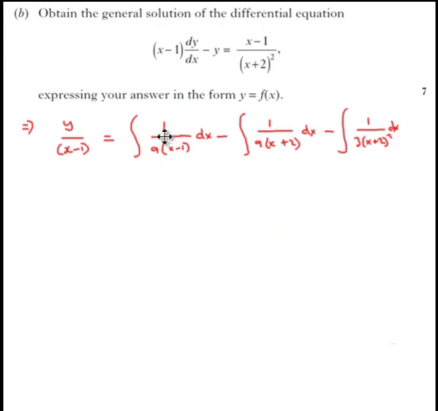Integrating the first of these, taking the 1/9 outside the integral sign, we're then just left with the integral of 1 over x minus 1, which is log x minus 1. Doing the same with this, only this time it's a negative 1/9, we get negative 1/9 log of x plus 2.